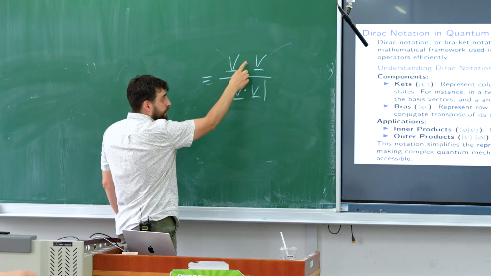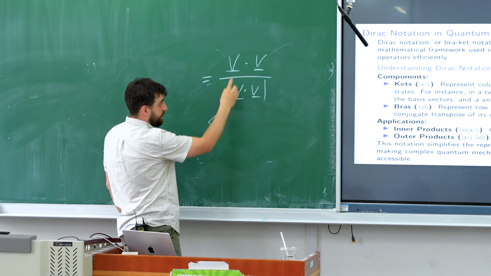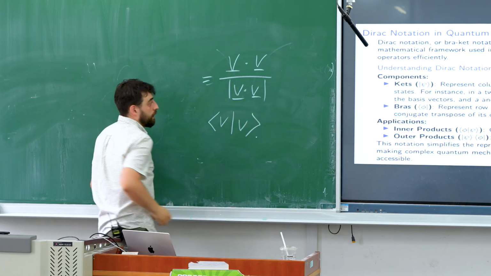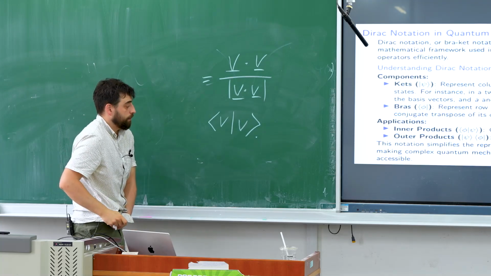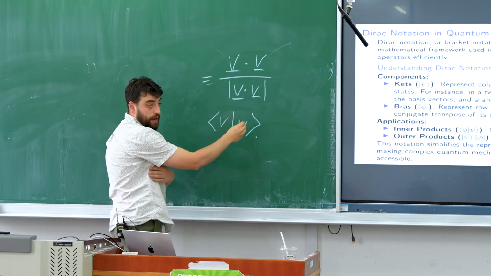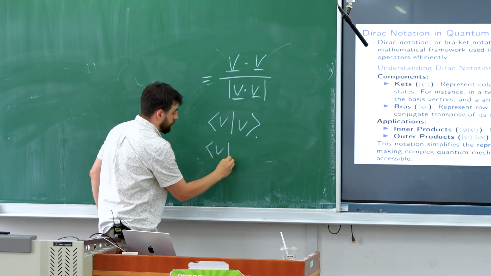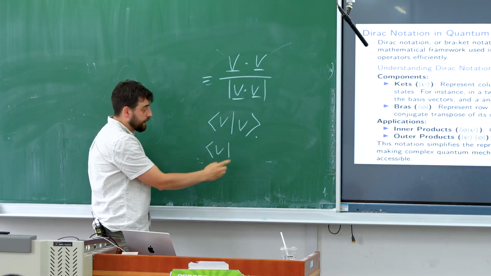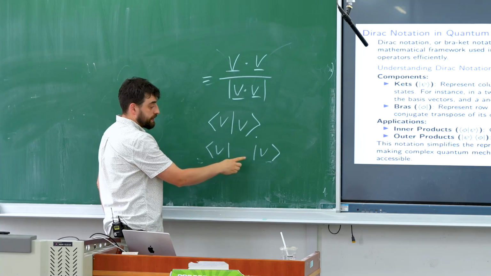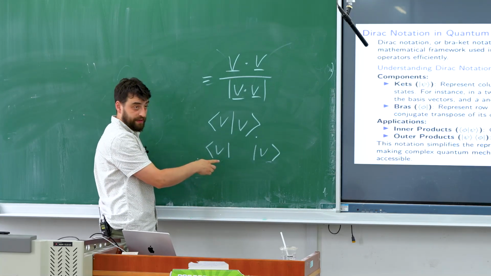So instead of writing a dot for an inner product, in Dirac notation we write it like this, okay? You might ask, what is the significance of these angled brackets? This one is a vector. This one is also a vector, but it is the conjugate transpose of the other vector.